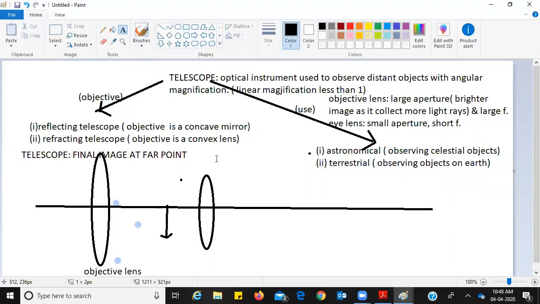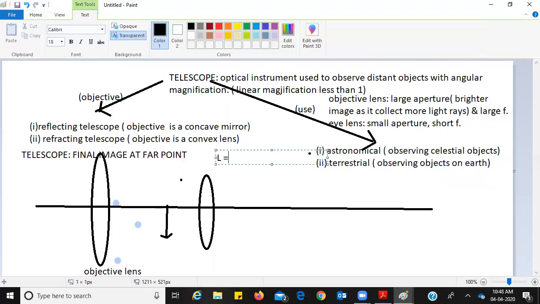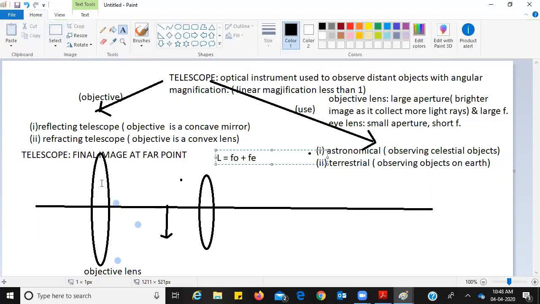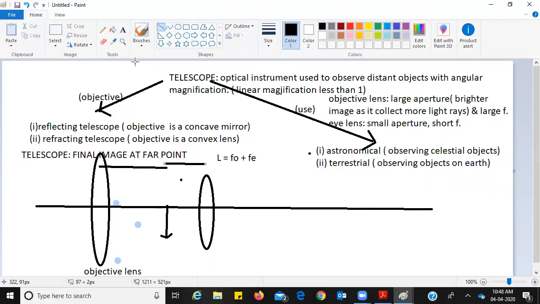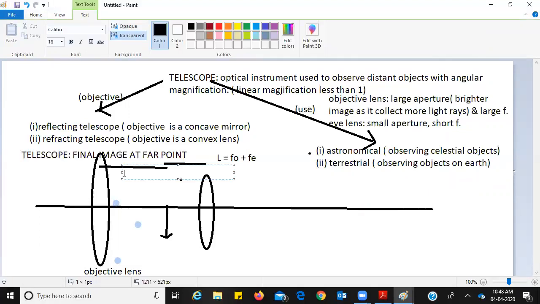So the length L equals FO plus FE. This distance will be VO, but it is equal to FO, right? Yes. And this distance is UE, but it is equal to FE. VO equals FO, and this distance will be UE, equal to FE.